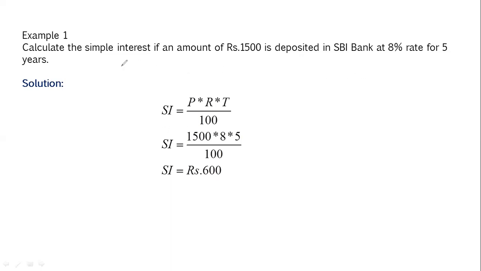What you have to calculate? You have to calculate a simple interest. What is the formula to calculate a simple interest? PRT upon 100. So what is P? That is 1500. What is R? 8. And what is capital T? 5.